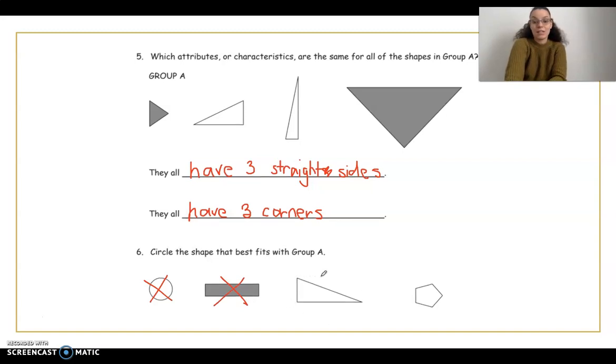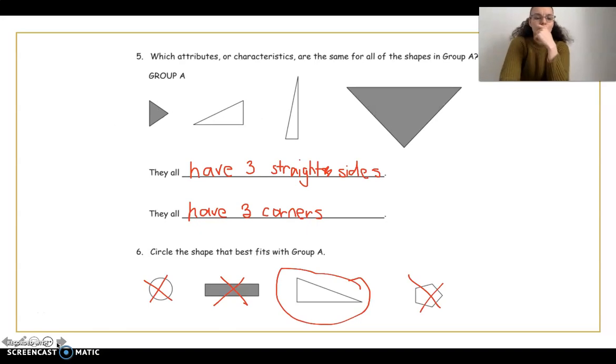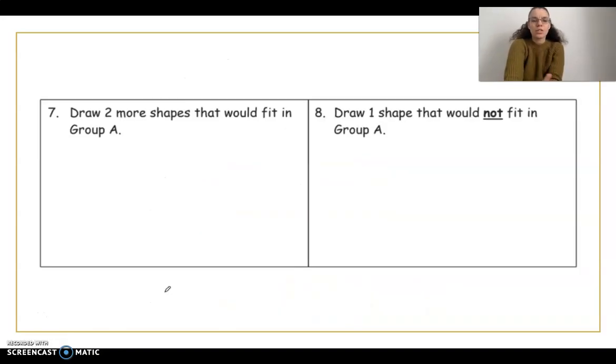Does this fit? Does it have 3 straight sides and 3 corners? Yes. And a pentagon does not match that rule. Moving on. Draw 2 more shapes that would match this rule. 2 more shapes that have 3 straight sides and 3 corners.